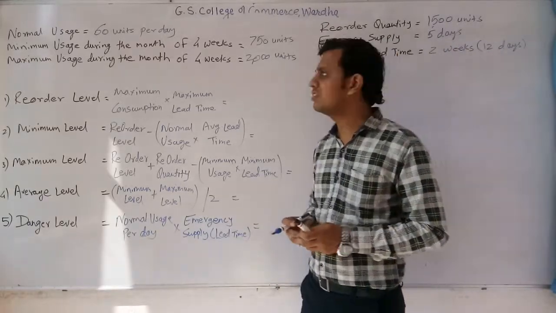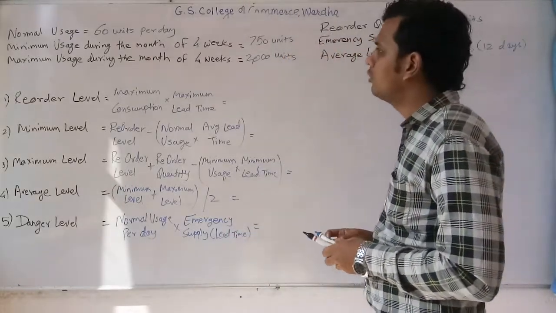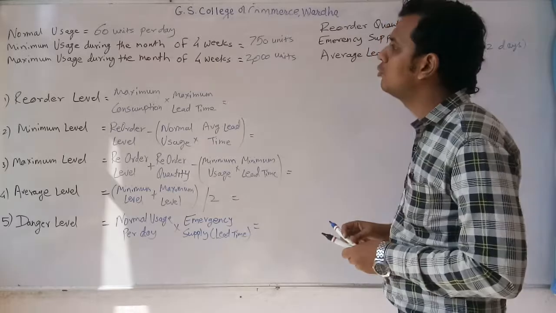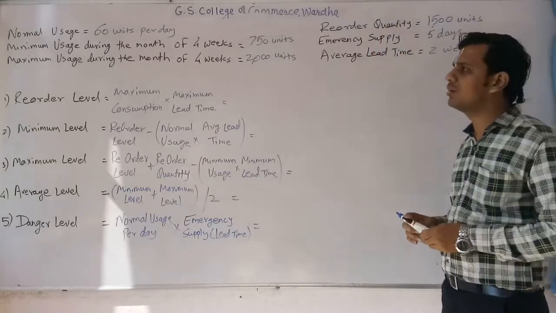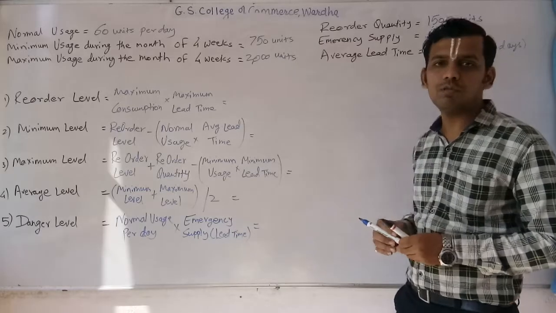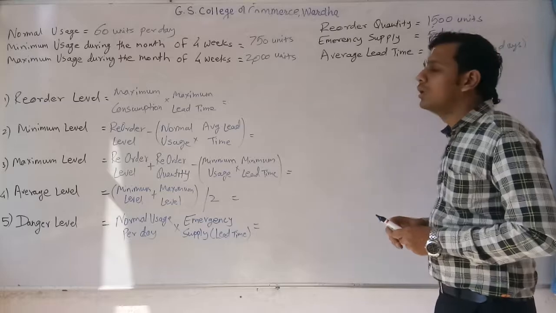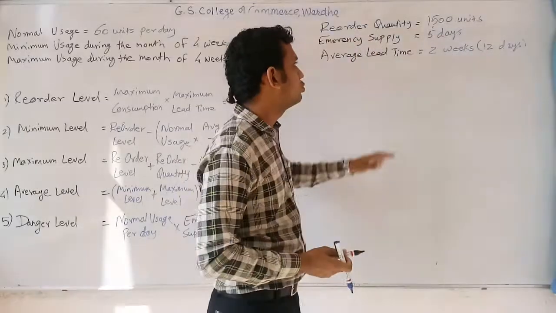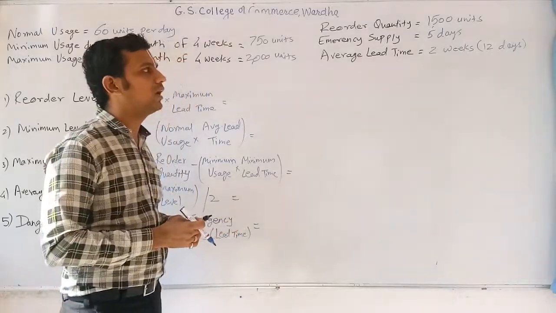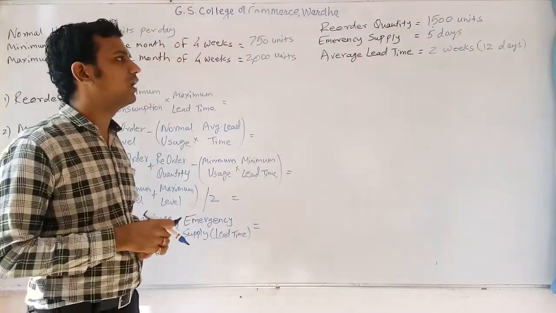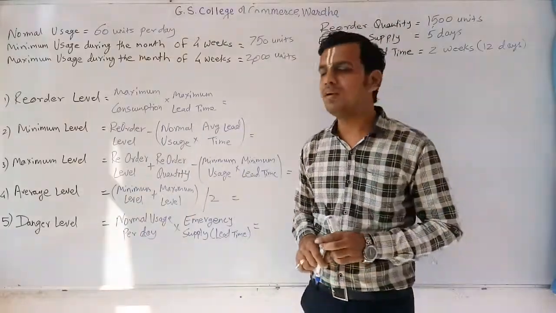The question says that the normal usage of a particular material is 60 units per day, whereas minimum usage during the month of 4 weeks is 750 units, and maximum usage during the month of 4 weeks is 2000 units. The reorder level for the particular question is given as 1500 units, whereas the emergency supply time is 5 days and the average lead time is 2 weeks, which is equivalent to 12 days.